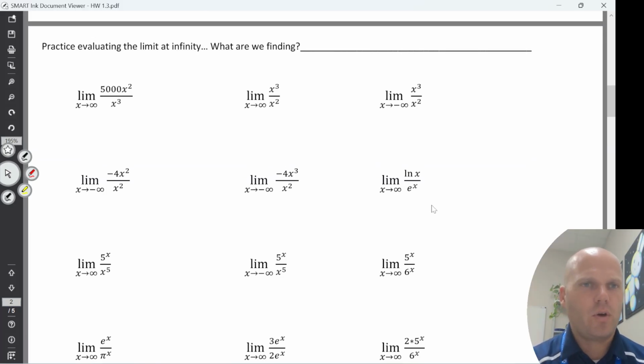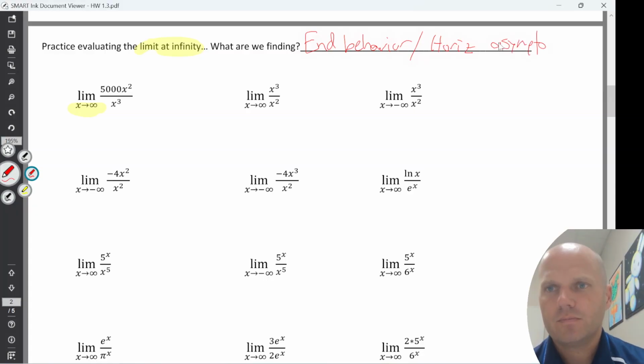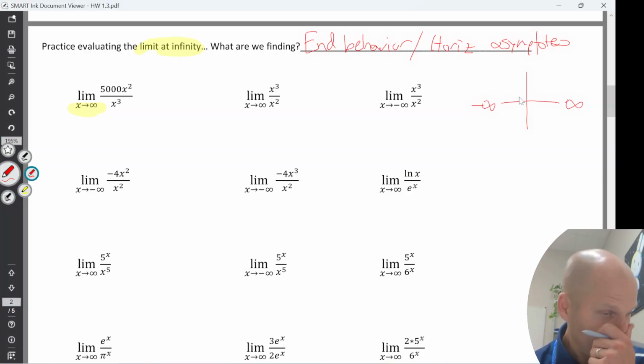Now we are starting with evaluating limits at infinity. So plugging in infinity, what are we finding? We are finding the end behavior or the potential horizontal asymptotes. We have a function, we look all the way to the right and all the way to the left. What is the function's end behavior doing?